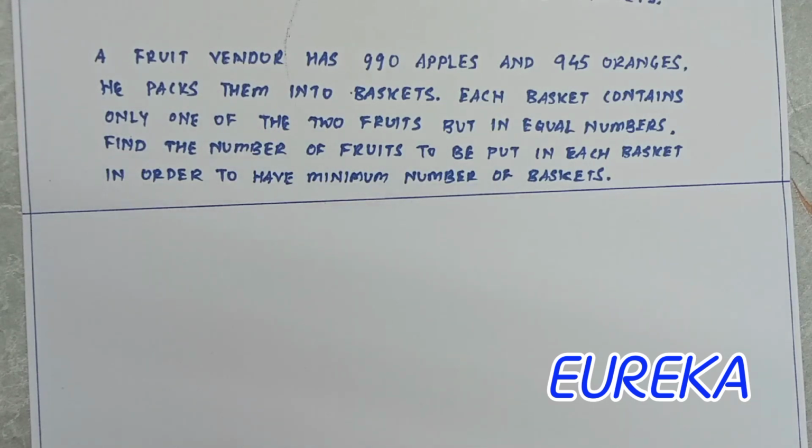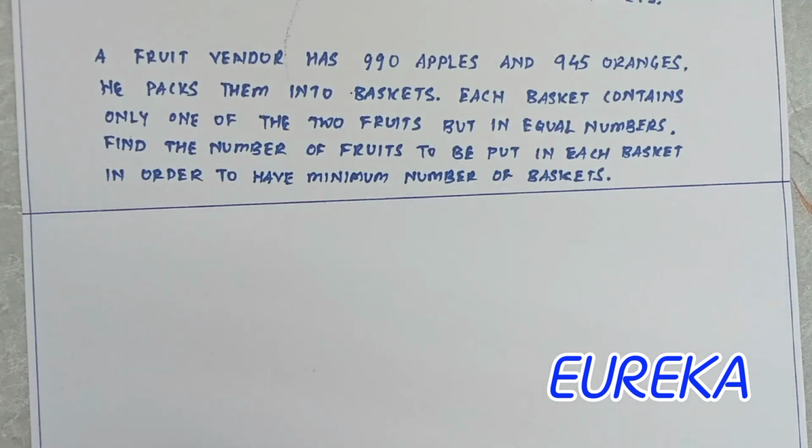Now, the first thing we have to understand is whether to find HCF or LCM. Because we have to find the number of fruits so that each basket will have the same number of fruits, but of either of the two, either apples or oranges, so we will find the HCF. So let's have the method.